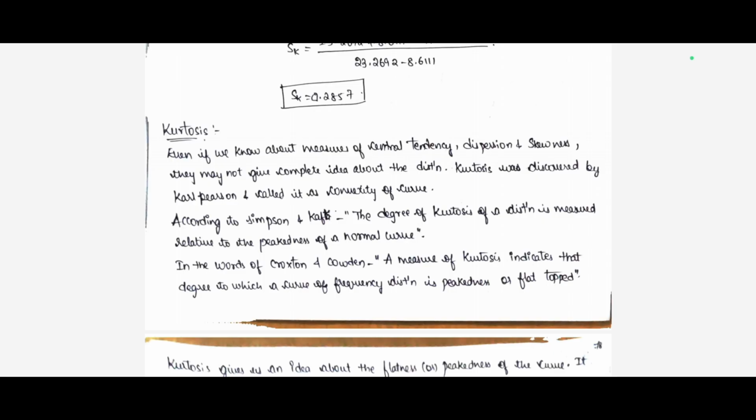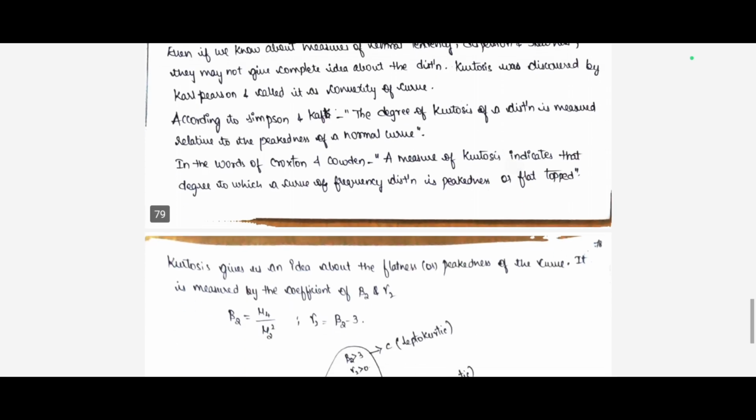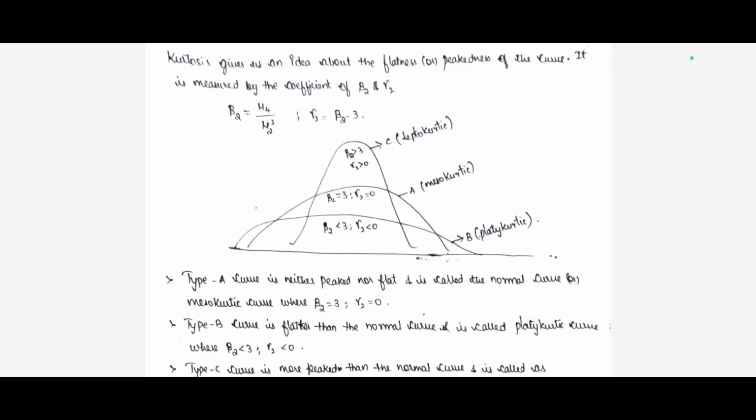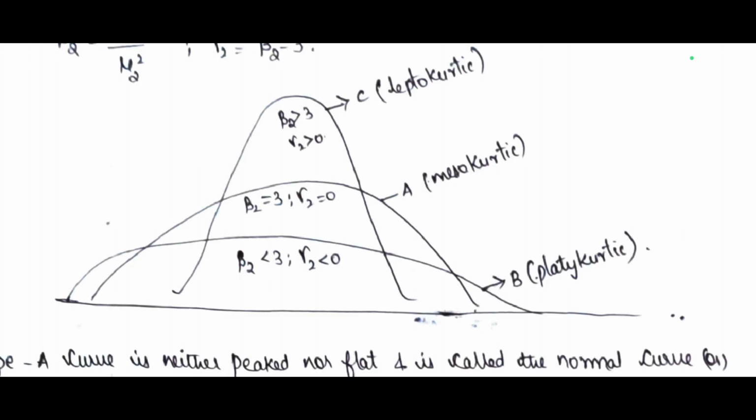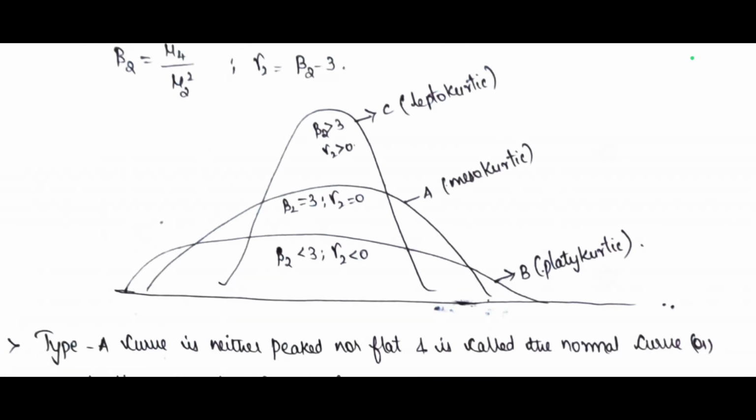Kurtosis is majorly divided into three types, measured on the beta 2 value. Beta 2 is mu 4 divided by mu 2 square. If beta 2 is greater than 3, it is a leptokurtic curve. If beta 2 is equal to 3, it is a mesokurtic curve. If beta 2 is less than 3, it is said to be a platykurtic curve.